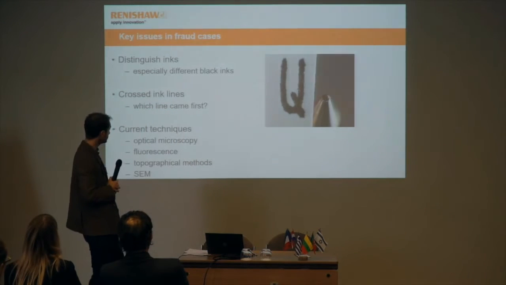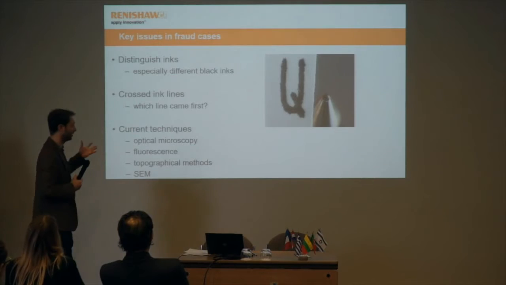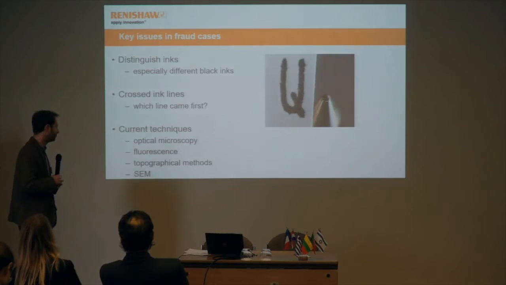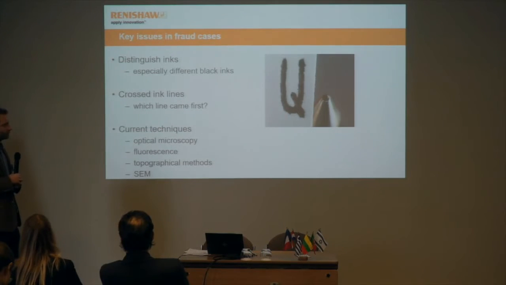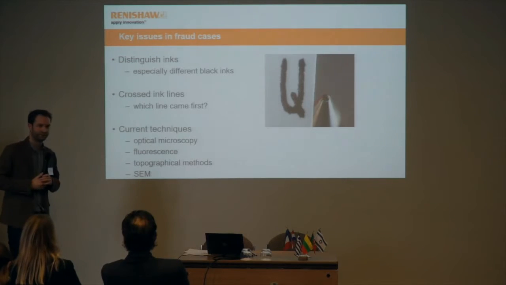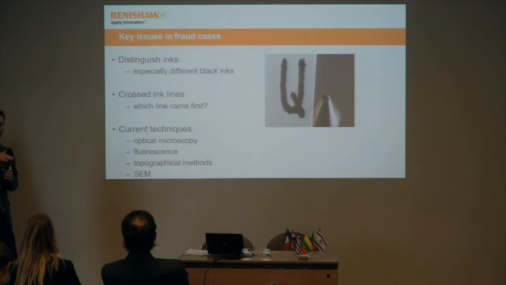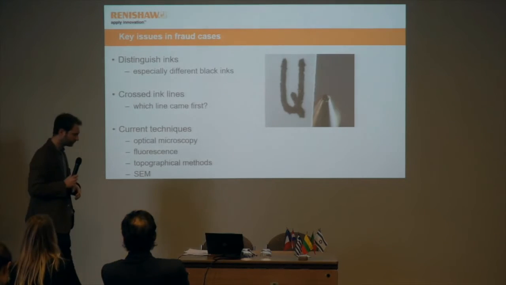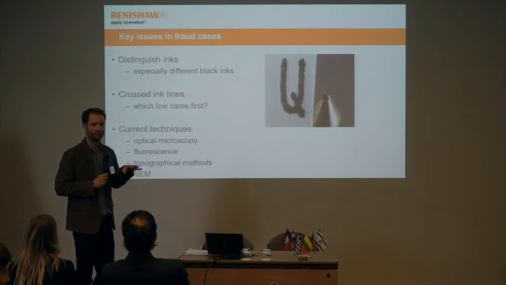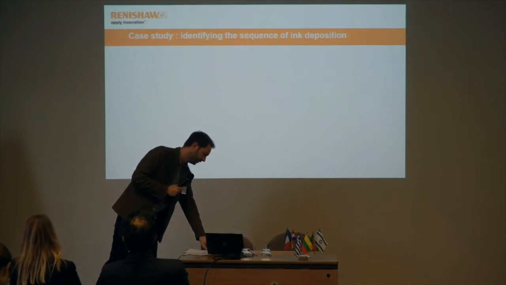So, questioned documents. Obviously the current technique is optical microscopy. Correct me if I'm wrong, but it can sometimes be quite tricky. It's subject to interpretation and depends on the user. Also, with fluorescence spectroscopy, you need very different chemical substances between the two inks to differentiate them. Topographical methods are also quite tricky in the sense that they depend on the angle of attack of the pen, etc. And with the SEM, it can be quite tricky to fit the paper in the vacuum chamber.